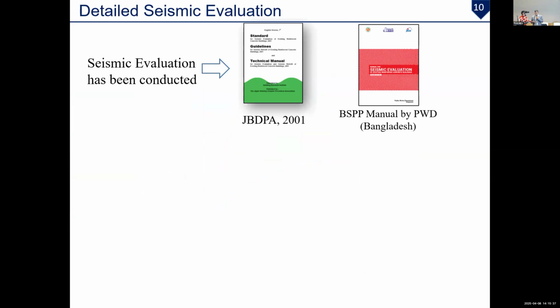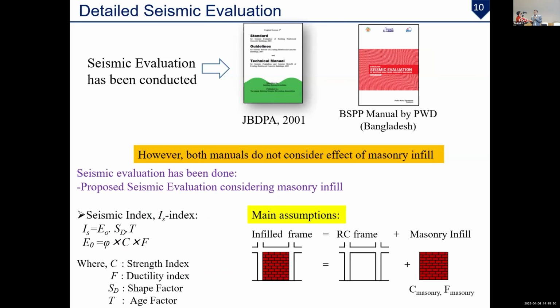Here, we are adopting the Japanese seismic standard. This is the Japanese standard 2001, and we developed this manual with PWD. The basic idea is that this is the infill frame, and we consider the RC frame and the masonry infill together to calculate the C index and F index. This is the seismic index that we calculate after the seismic evaluation of the existing building. In the following slides, I'm going to talk very briefly about how to calculate the C index and F index of the masonry infill frame.